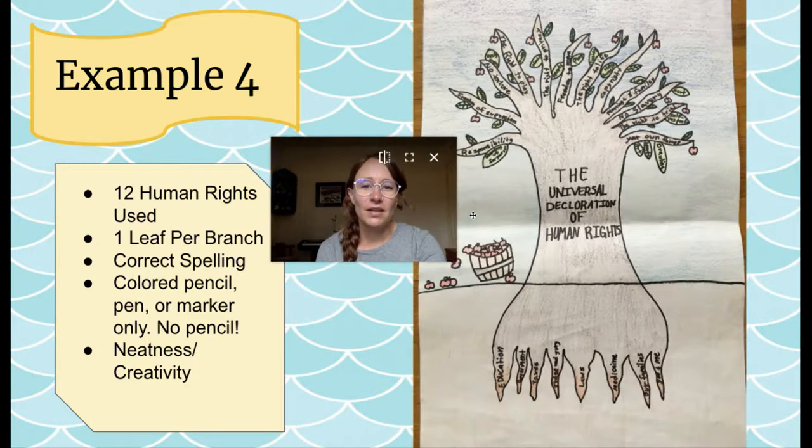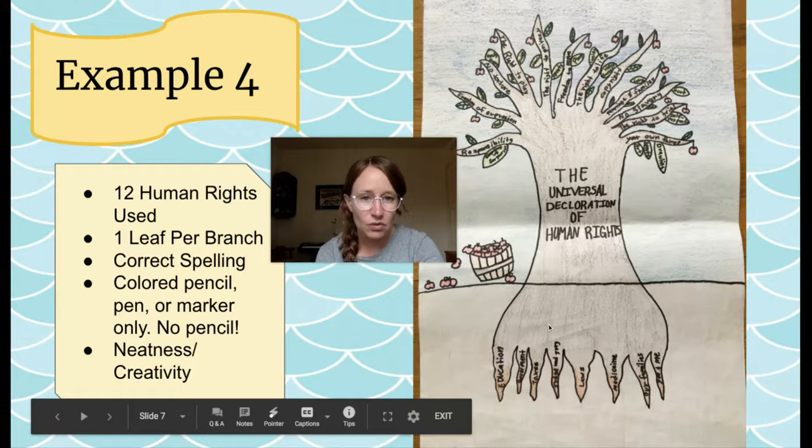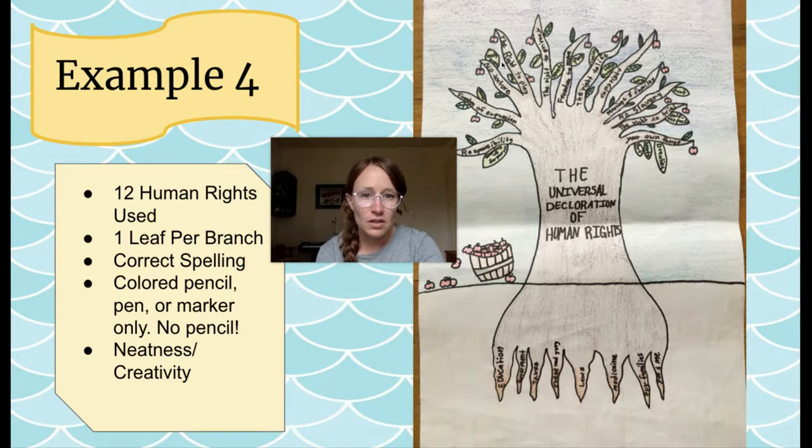Example 4 is very easy to read. There's a spelling error right here, but the coloring is beautiful. She really took her time. You can read her writing on her branches, but it's a little bit harder to read what she wrote on the leaves. So keep that in mind if you're going to go over it in marker, that if the marker's really thick, it's going to be hard to read what you wrote if you're writing very small.